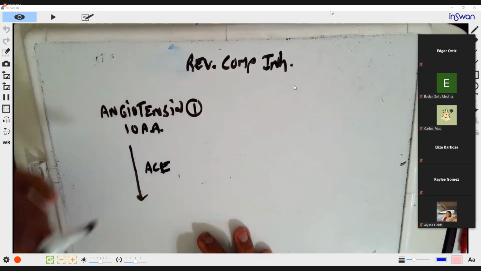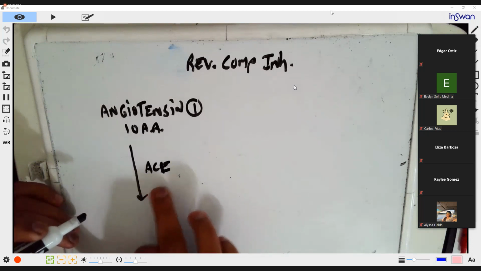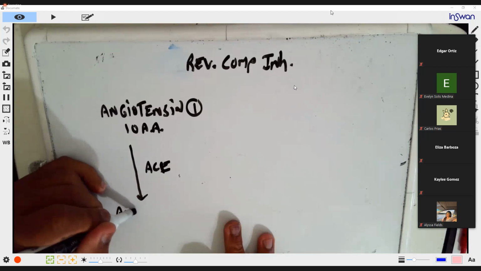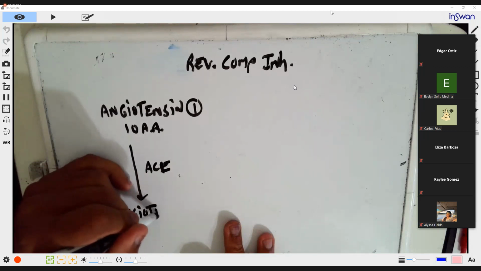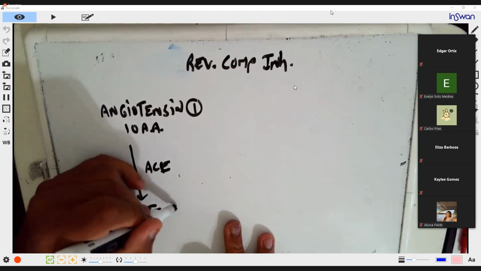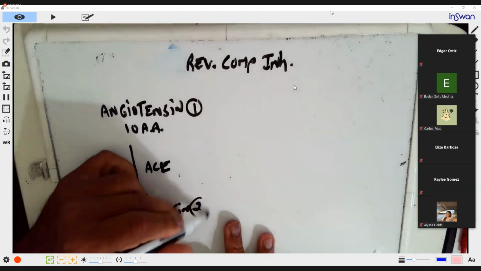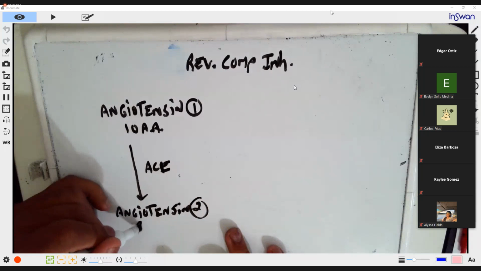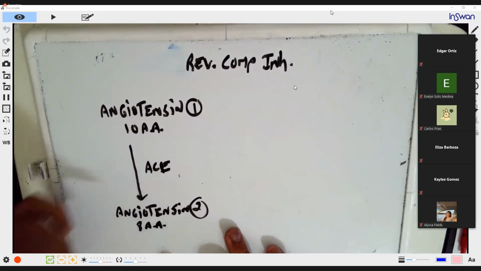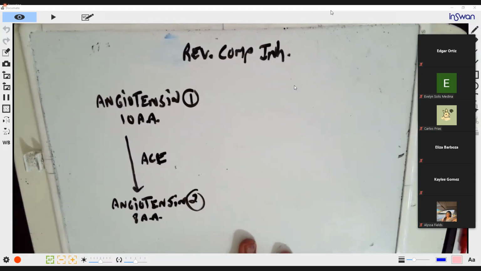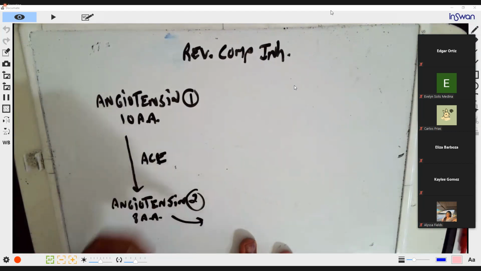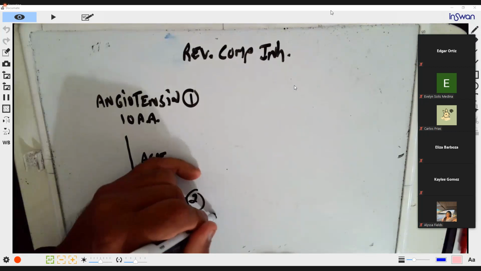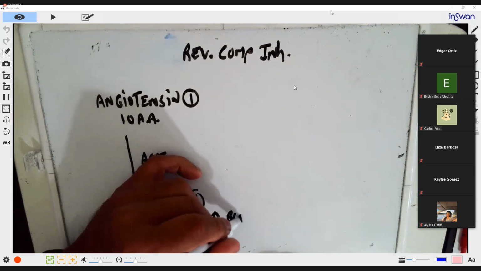This doesn't have a fancy name. It just means angiotensin converting enzyme. It converts angiotensin 1 into angiotensin 2, which is only 8 amino acids long, so an even smaller protein. What angiotensin 2 does is it constricts blood vessels, tightens blood vessels, and causes an increase in blood pressure.